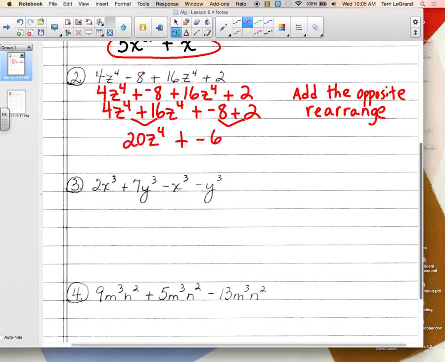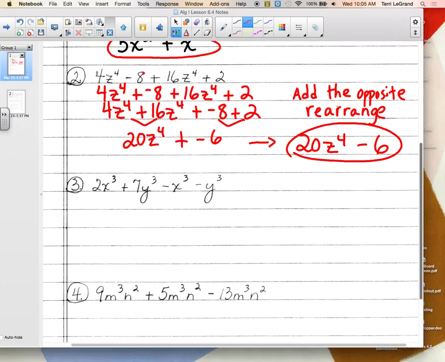Would we see it this way in an answer bank? How would it show up in an answer bank? Probably 20z to the 4th minus 6. Okay, 20z to the 4th, subtract 6. Cleaned up, this is how it would be shown. And because we already talked about starting with the z to the 4th, would it be in standard form? Our answer's in standard form.